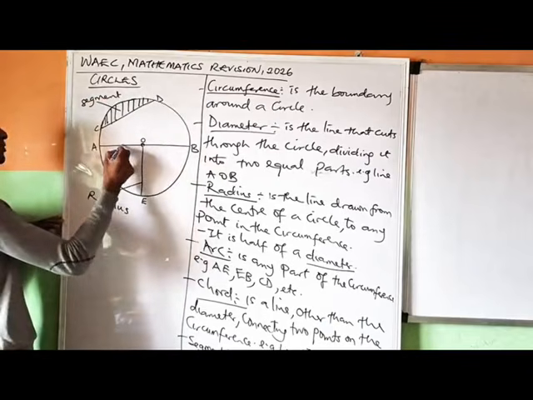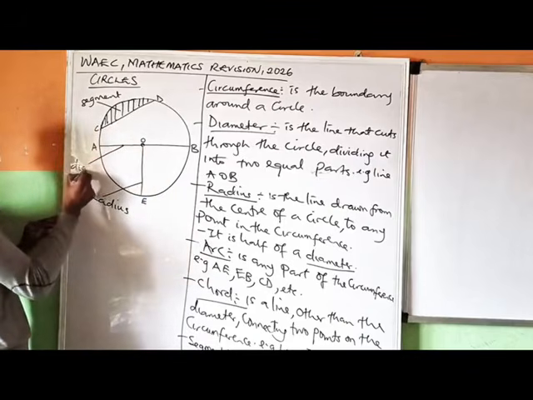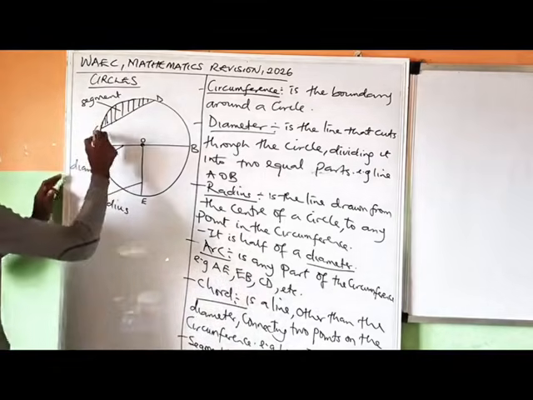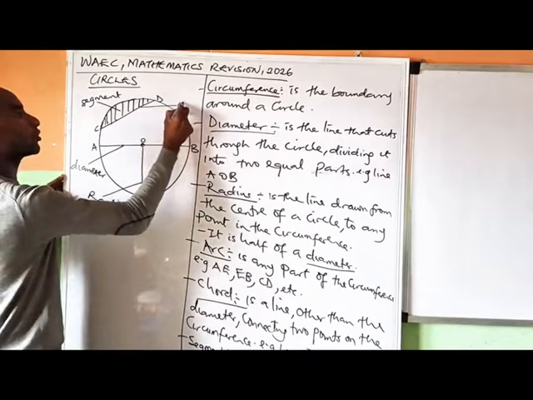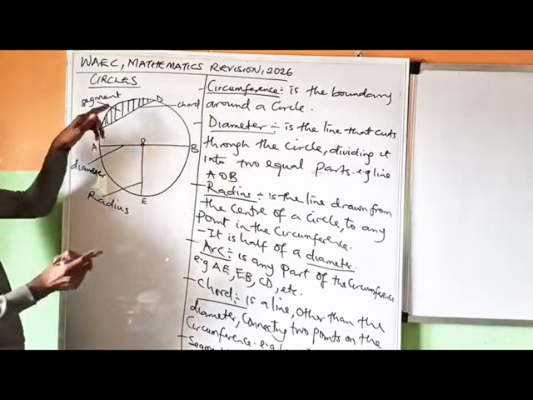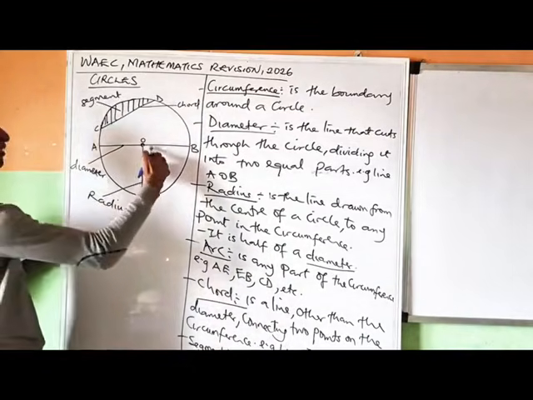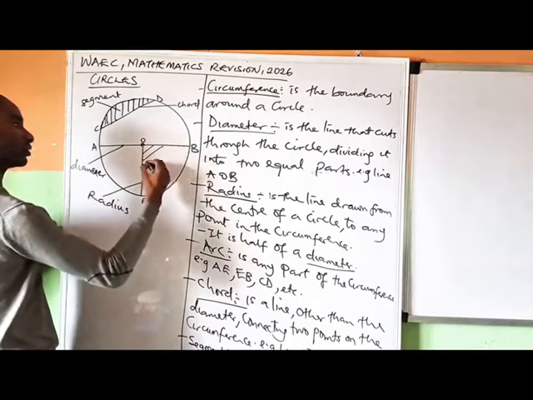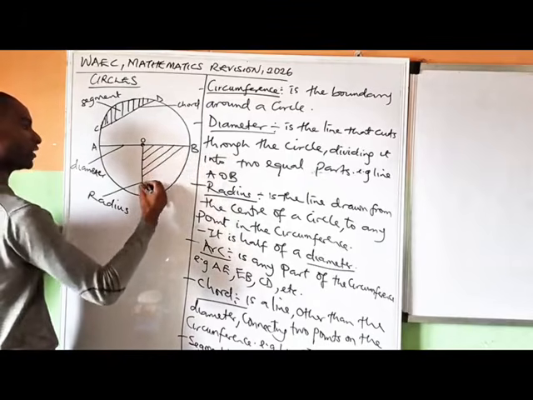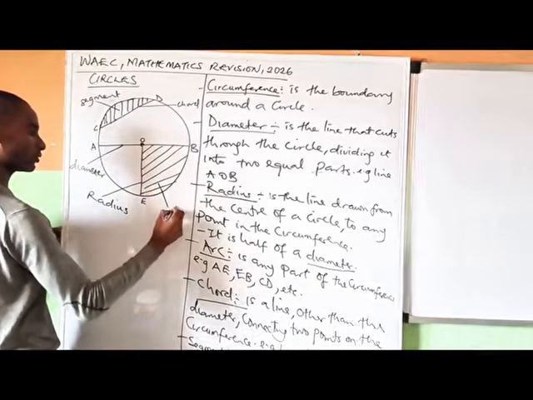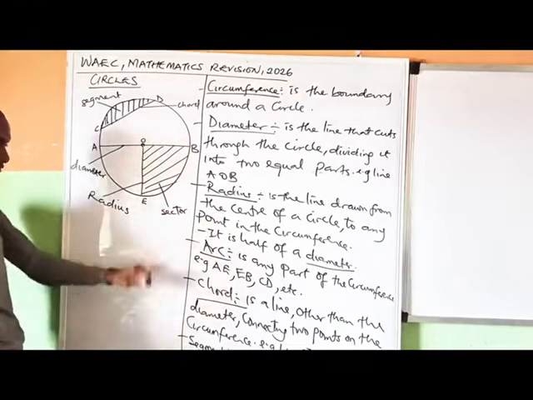This is the diameter. Right? So this line CD is the chord, while the content that is inside the chord is the segment. Then this portion can be referred to as the sector. So we're going to define all of that.